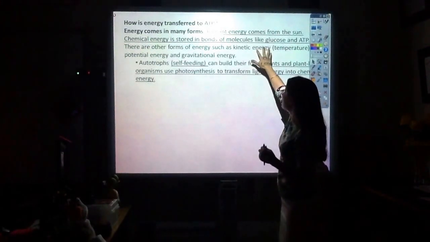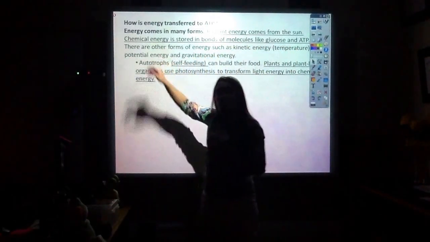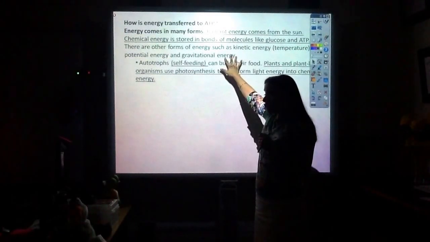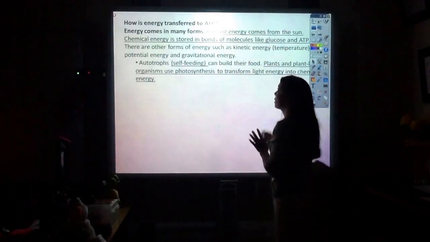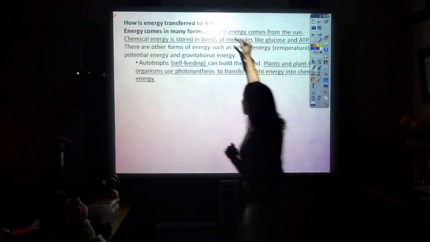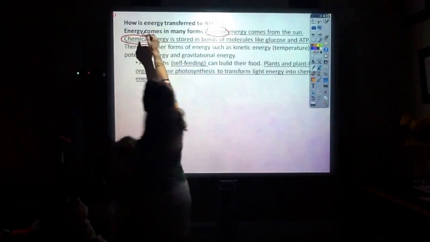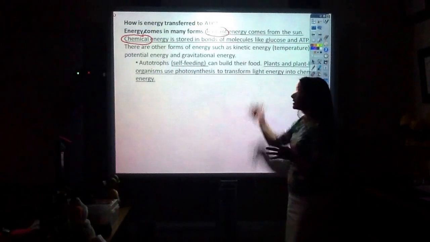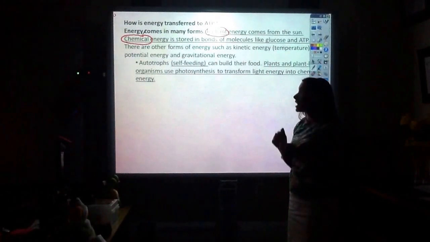So it is important for us to know that there are lots of different types of energy. There's also kinetic energy, like temperature, potential energy, like a spring that's wound really tight, and gravitational energy. All of those are types of energy. You'll notice that you wrote about radiant and chemical energy, and these are the types of energy that we focus on in biology class. The others you would focus on in physics class or chemistry class.